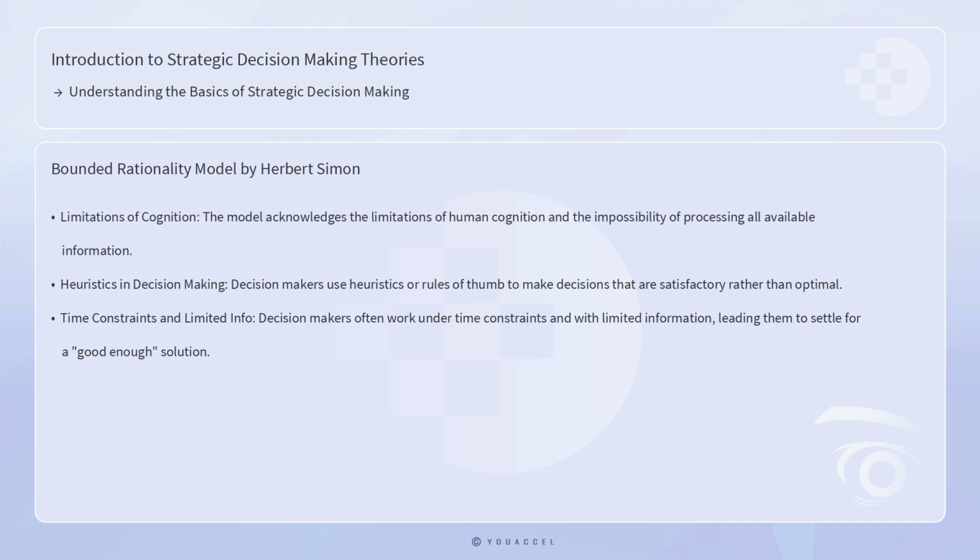Another key theory is the bounded rationality model, introduced by Herbert Simon. This model acknowledges the limitations of human cognition and the impossibility of processing all available information. Instead, decision-makers operate within the confines of bounded rationality, which means they use heuristics or rules of thumb to make decisions that are satisfactory rather than optimal. This approach reflects the reality that decision-makers often work under time constraints and with limited information, leading them to settle for a good enough solution.